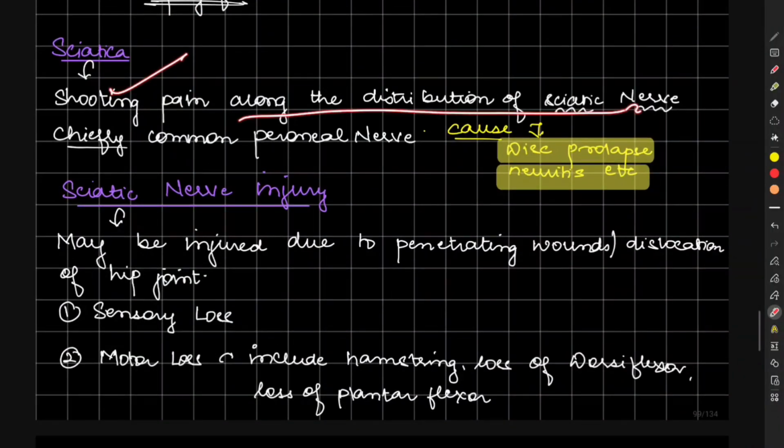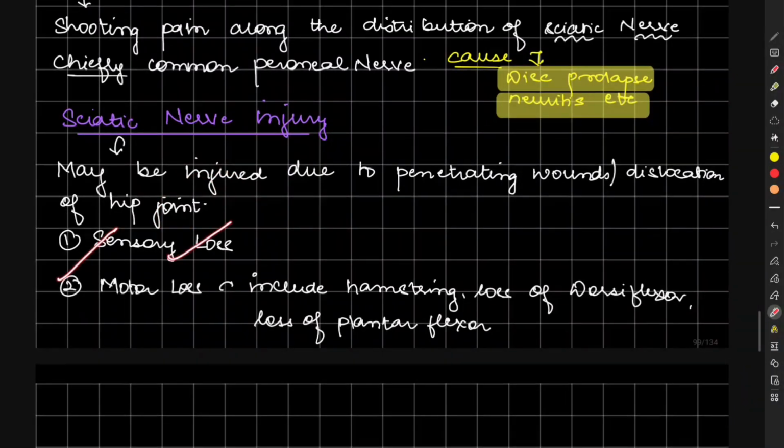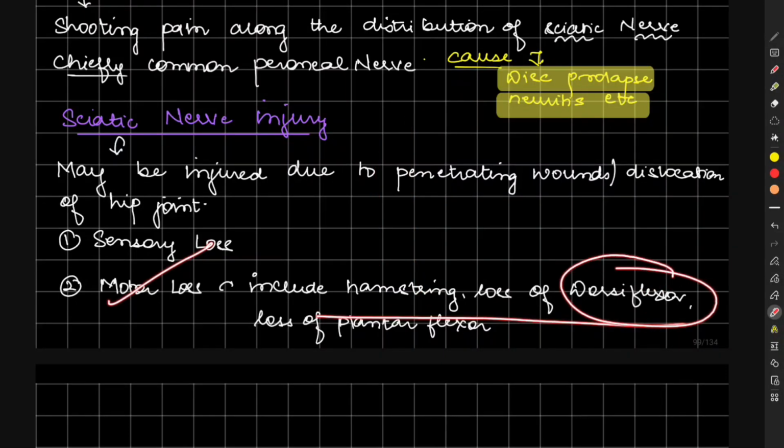Sciatica is a shooting pain along the distribution of the sciatic nerve, chiefly involving the common peroneal nerve. What can be the reasons for sciatica? Maybe penetrating wounds or dislocation of the hip joint. The hip joint is also supplied by the sciatic nerve, which can result in sensory loss along the cutaneous supply of the sciatic nerve, and motor loss, which includes the hamstrings, loss of dorsiflexion and loss of plantar flexion.